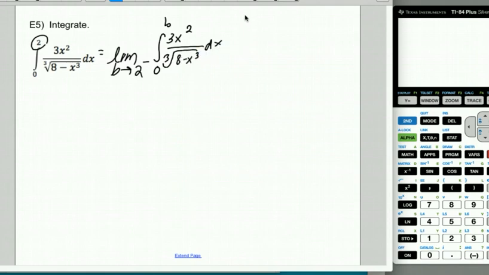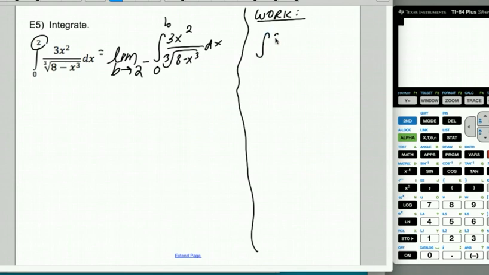So I'm going to suggest that you do your u sub work off to the side without bounds, as I've suggested pretty much since the beginning. So I want to integrate this 3x squared over this cube root of 8 minus x cubed with respect to x. So my u is going to be the 8 minus x cubed.